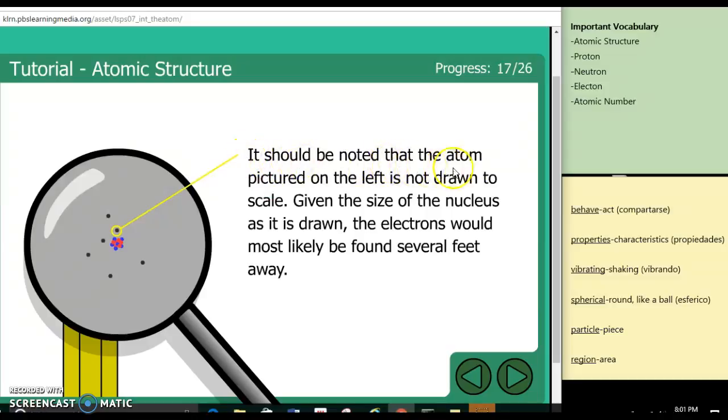It should be noted that the atom pictured on the left is not drawn to scale. Given the size of the nucleus as it is drawn, the electrons would be most likely found several feet away. In real life, atoms cannot be seen with your eyes. They are very, very tiny.